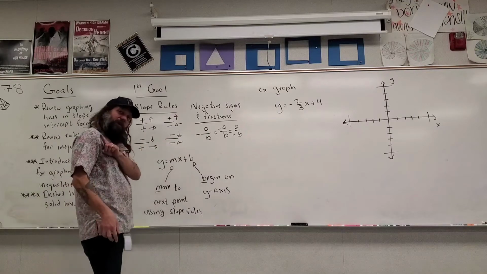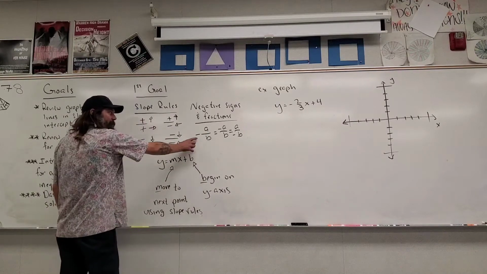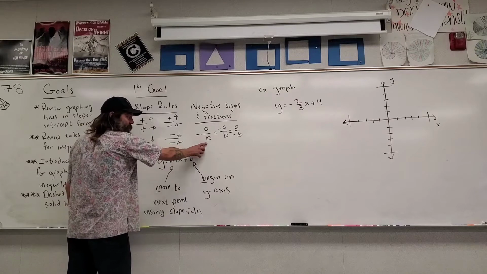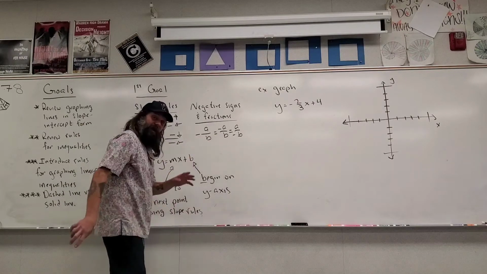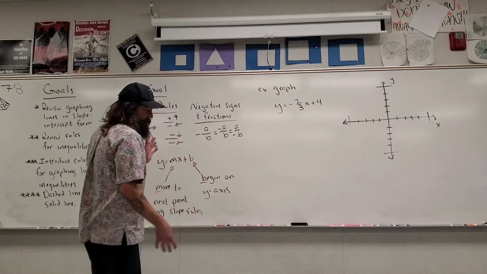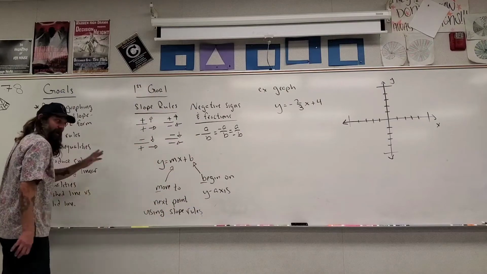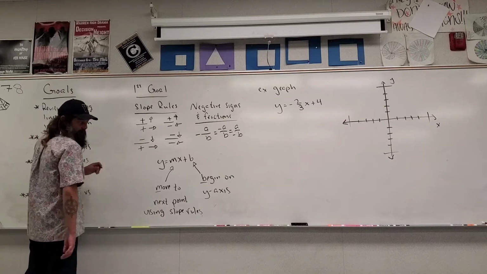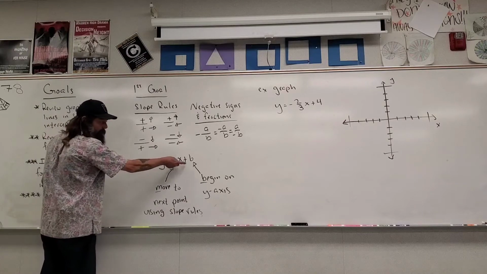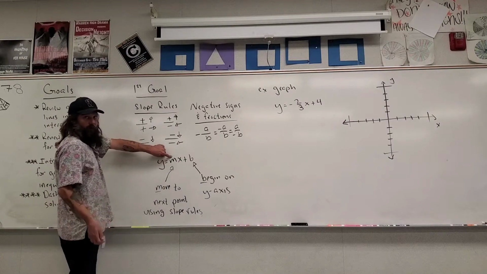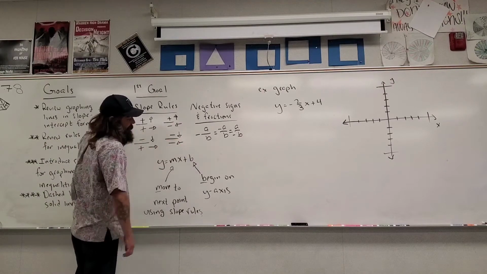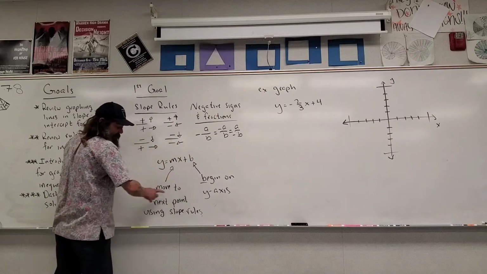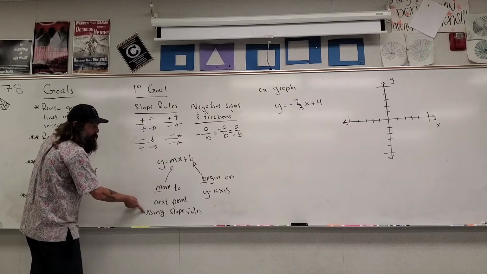I also want to talk about negative signs and fractions. If I have a negative in front of a fraction, I can put the negative with the numerator, or I can put the negative with the denominator. Can't put it in both because you change the sign. All right, and then here's an example of slope-intercept form. Y equals mx plus b. Remember, m is a fancy way to say slope, and b is our y-intercept. We begin on the y-axis, and we move to the next point using slope rules.